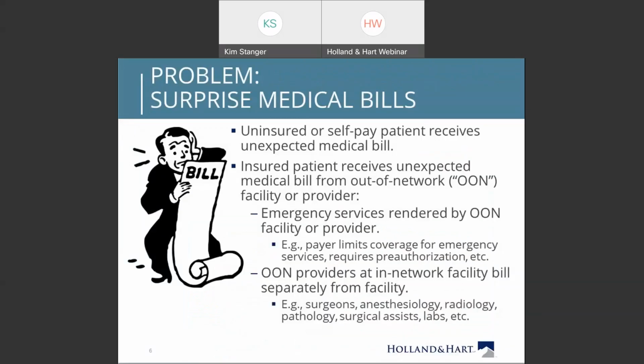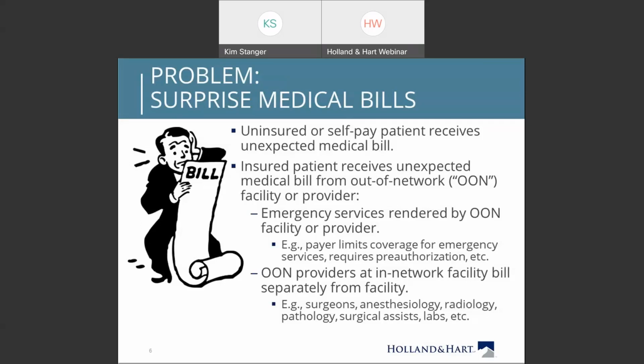All right, let's back up then and let's talk about surprise medical bills. It's helpful to understand what the purpose of these rules is. Why were they put in place? Well, the government was concerned about surprise medical bills, specifically situations where an uninsured or self-pay patient receives an unexpected medical bill that they had no idea was going to be as much as it was. The government was also concerned about situations involving insured patients who receive unexpected medical bills from out-of-network facilities or providers.